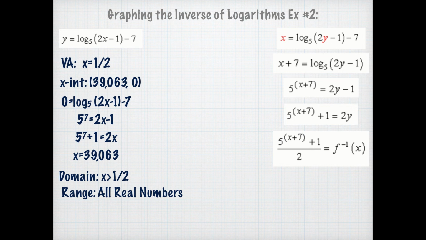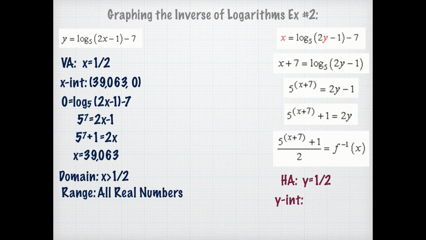If I were to find my horizontal asymptote here, keep in mind your horizontal asymptote is the value for y that y cannot be equal to. So keep in mind 5 to the x plus 7 cannot be 0. There's no way for that to be 0. Therefore, my horizontal asymptote is going to be 1/2, because 0 is that horizontal asymptote, but then it's going to be plus 1 divided by 2. My horizontal asymptote is 1/2.